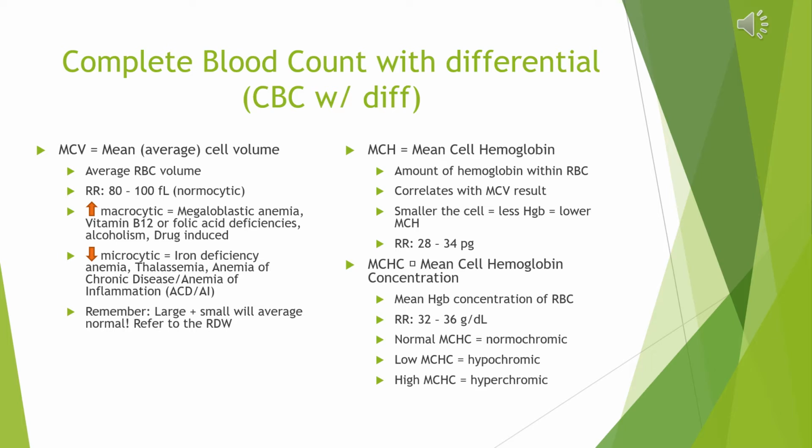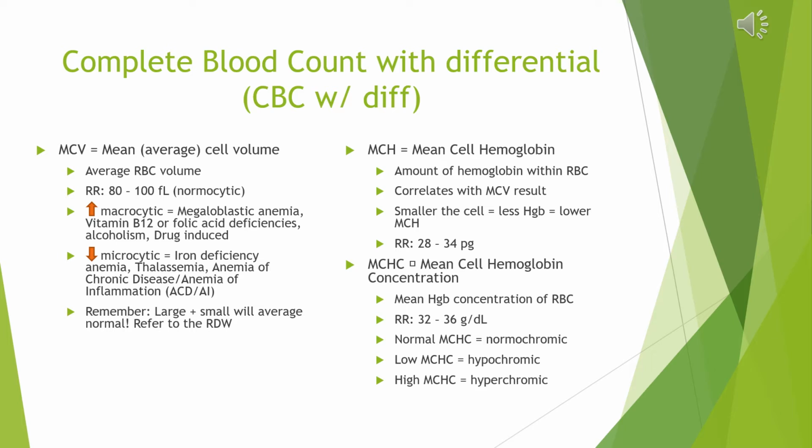And you've got to remember that small plus large will average out to be normal, so you can refer back to your RDW. The MCH is the mean cell hemoglobin. It's the amount of hemoglobin within the red blood cell, and it correlates with the MCV result. So the smaller the cell, the less the hemoglobin, the lower the MCH. You see the reference.